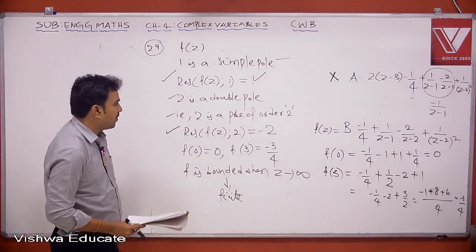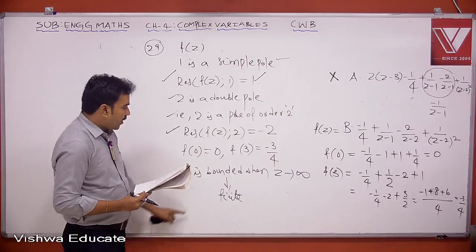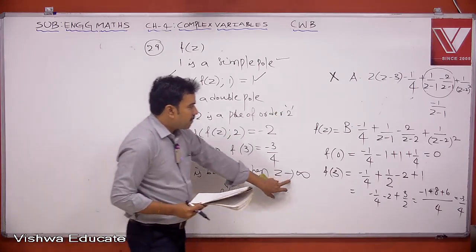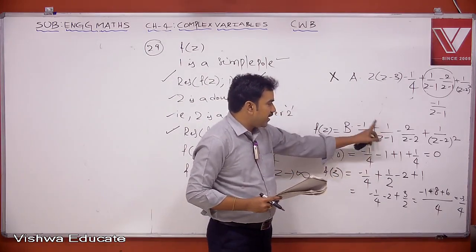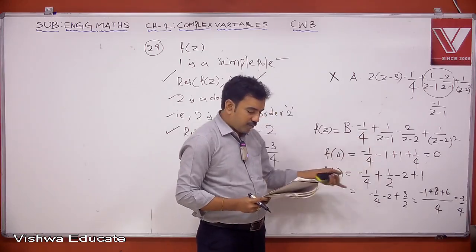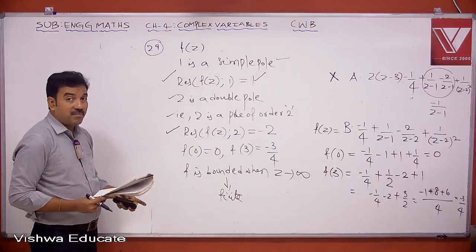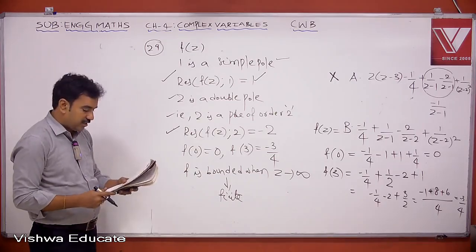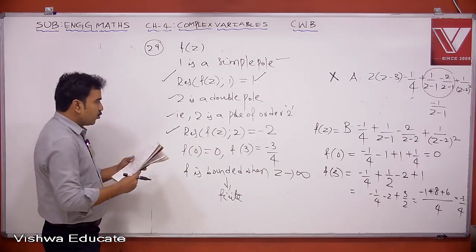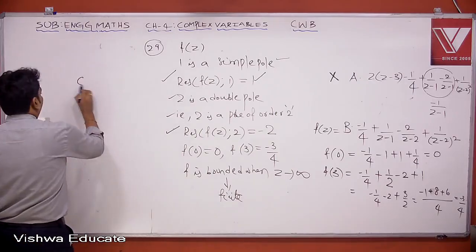That is very clear. And even when you replace z by infinity, it gives a finite value. So therefore it satisfies all given conditions. So B can be right or B need not be right. So hold B. Let's go to C. What is option number C?